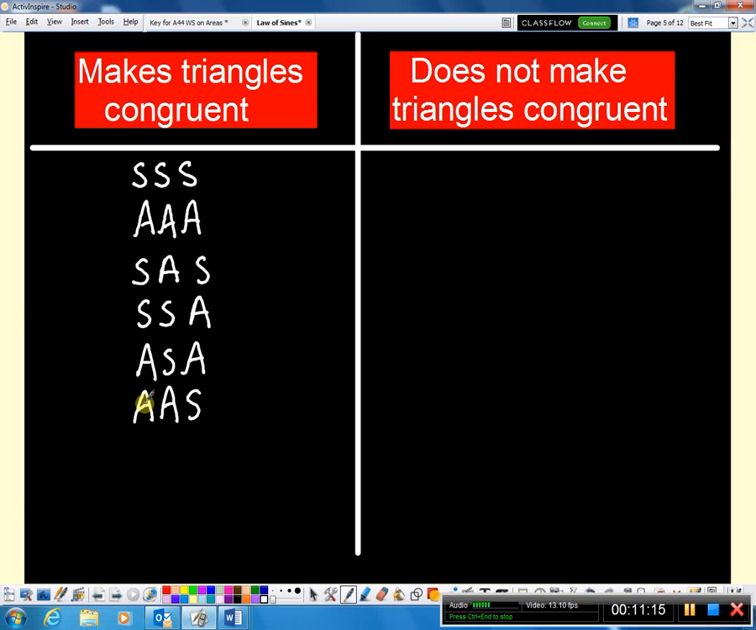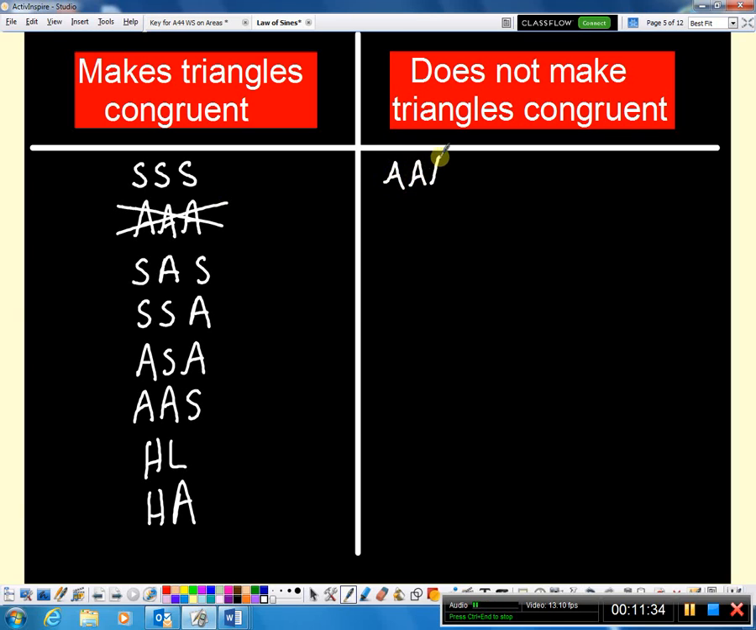Then you had a couple of other ones that were specific to right triangles, like hypotenuse leg and hypotenuse angle. Do I need to remove any of these from the left side? Did any of these fail to make triangles congruent? Well, angle, angle, angle did not make triangles congruent.